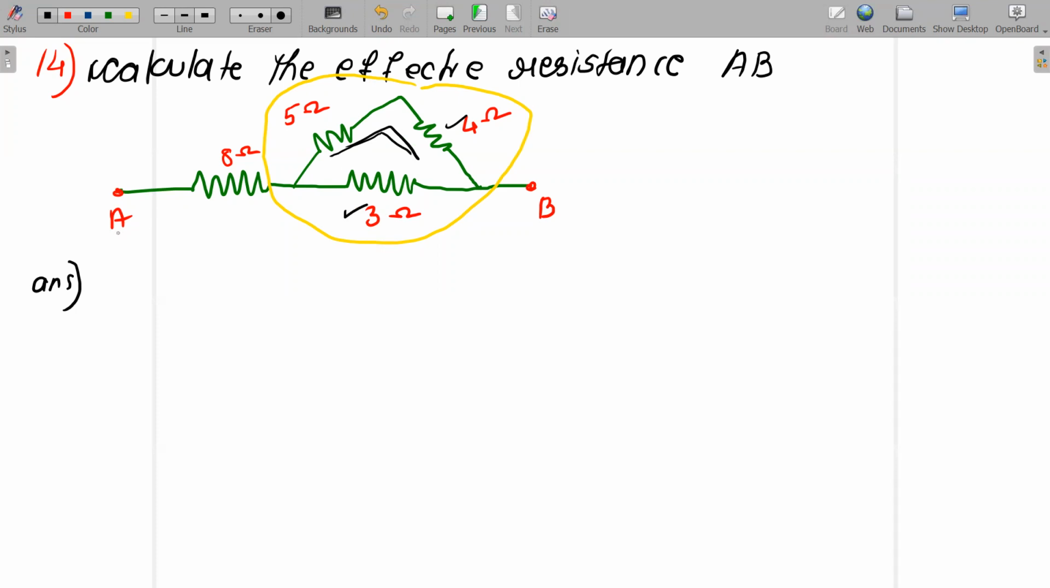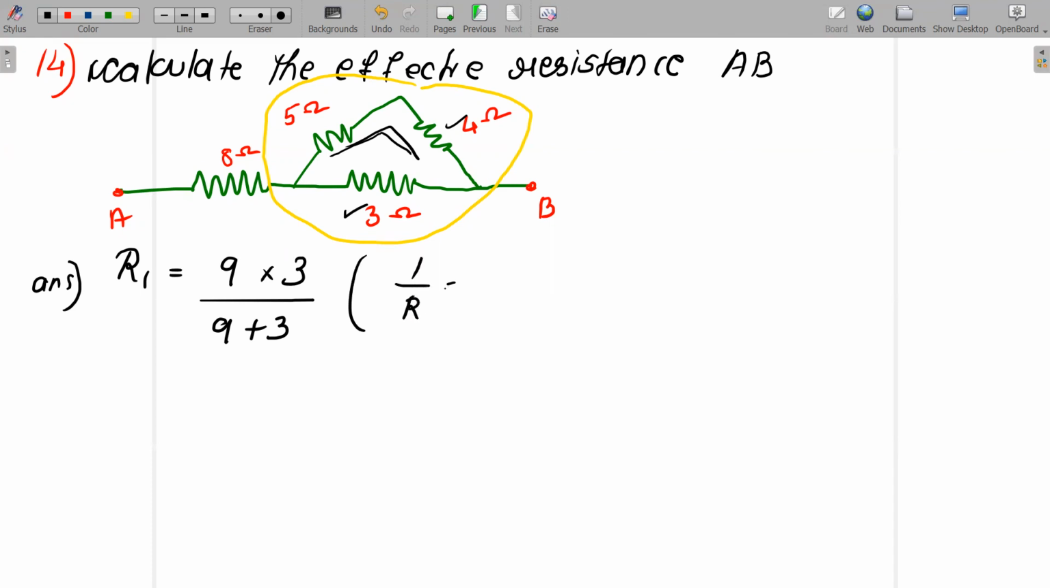Understood? So what is the equivalent resistance? R1 is 5 ohm plus 4 ohm, I'll get 9 ohm, into 3 ohm, those 3 ohm, divided by 9 plus 3. From where did I get this equation, children?